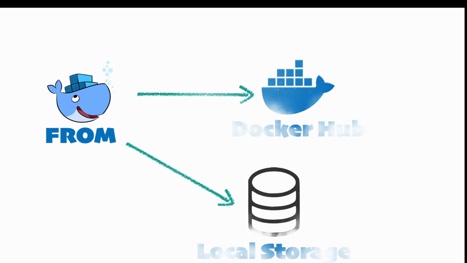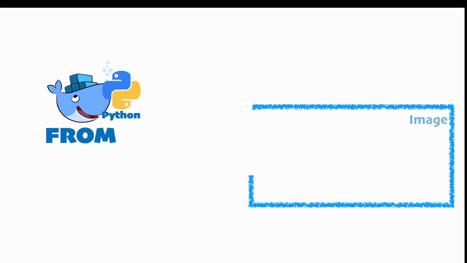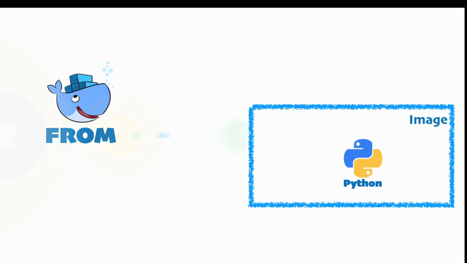So what happens behind the scenes? When Docker gets the command FROM, it will check either on Docker Hub or on the local storage whether the image exists. In our case, it's Python. Let's assume it exists. So it will download the Python image here and initialize our state with the Python-based image, and use it in the next command.